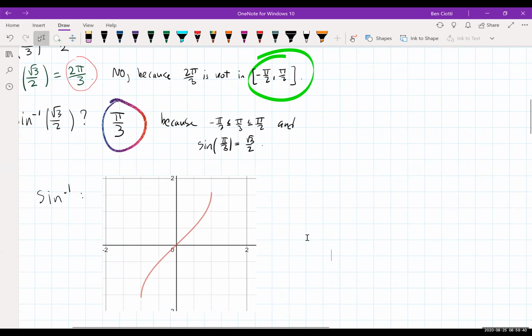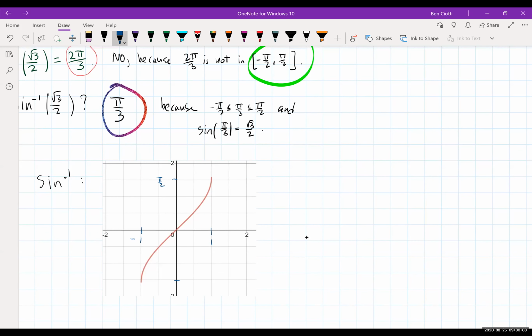If I wanted to put points on the graph of sine inverse, that's a good exercise. You can only take the sine inverse of a number between 1 and -1, and you will only get an angle as large as pi over 2 and as small as -pi over 2.